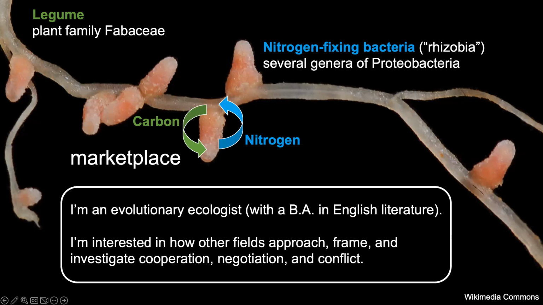My undergrad training was not in science. I have a BA in English. I actually discovered evolutionary biology because of an interest in comparative linguistics. And so I'm really excited to be talking to folks who think outside of biology. And I was really excited to come here because I'm interested in how other fields sort of approach or frame or investigate some of the things that I think about in biological systems.